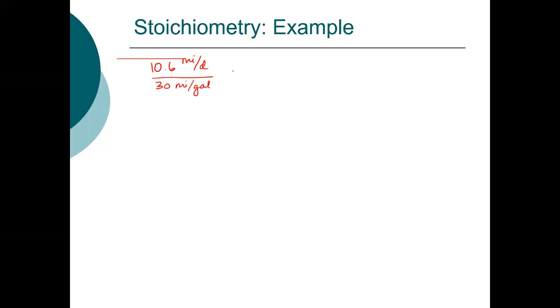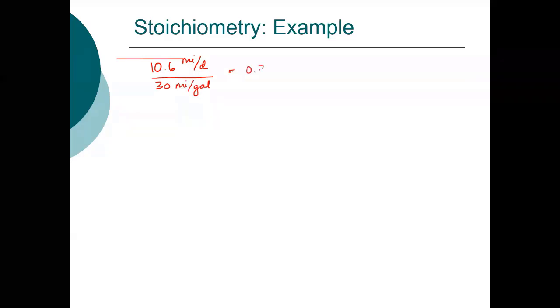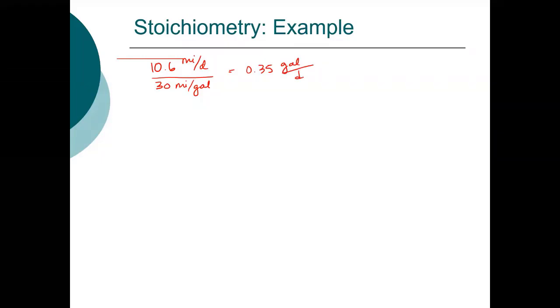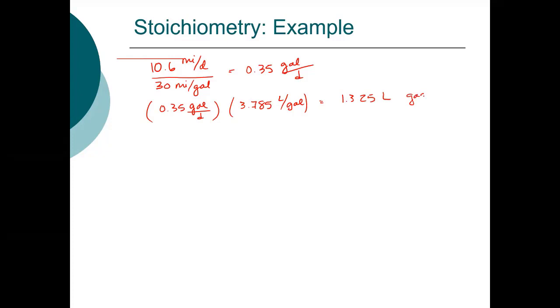That means I am consuming in the car 0.35 gallons of gasoline per day. 0.35 gallons per day times 3.785 liters per gallon means that I'm consuming about 1.3 liters of gasoline per day.